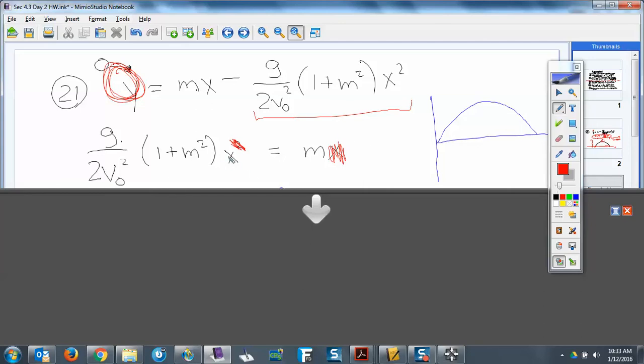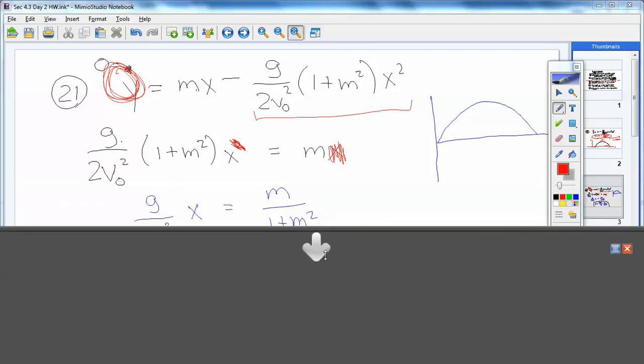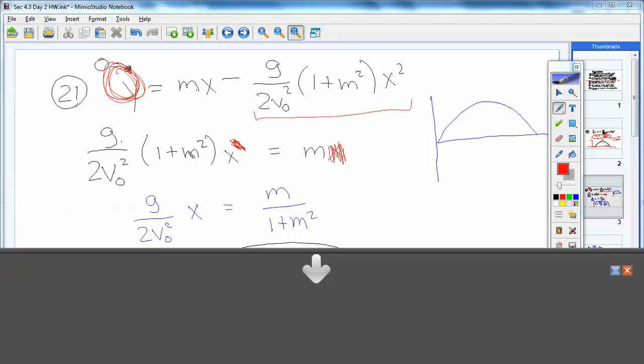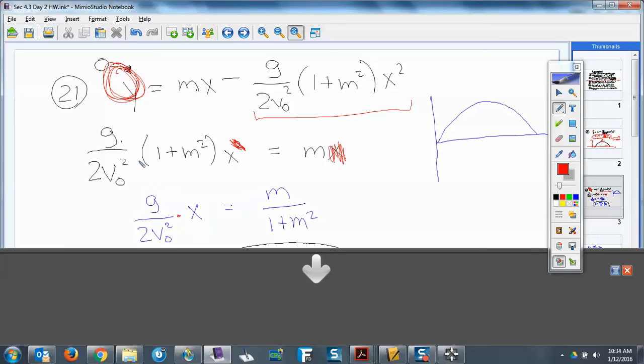Now I need to get this X by itself. Well, I've got 3 things here, so I'm just going to divide by this one. So I just divided by 1 plus m squared. Because I want the m, remember, it said m is going to be our variable. Unlike number 19 where we let the slope be 45 degrees, we're going to change the slope, so that's actually our variable. And then I've got this fraction still sitting here. So how do I get that over there?